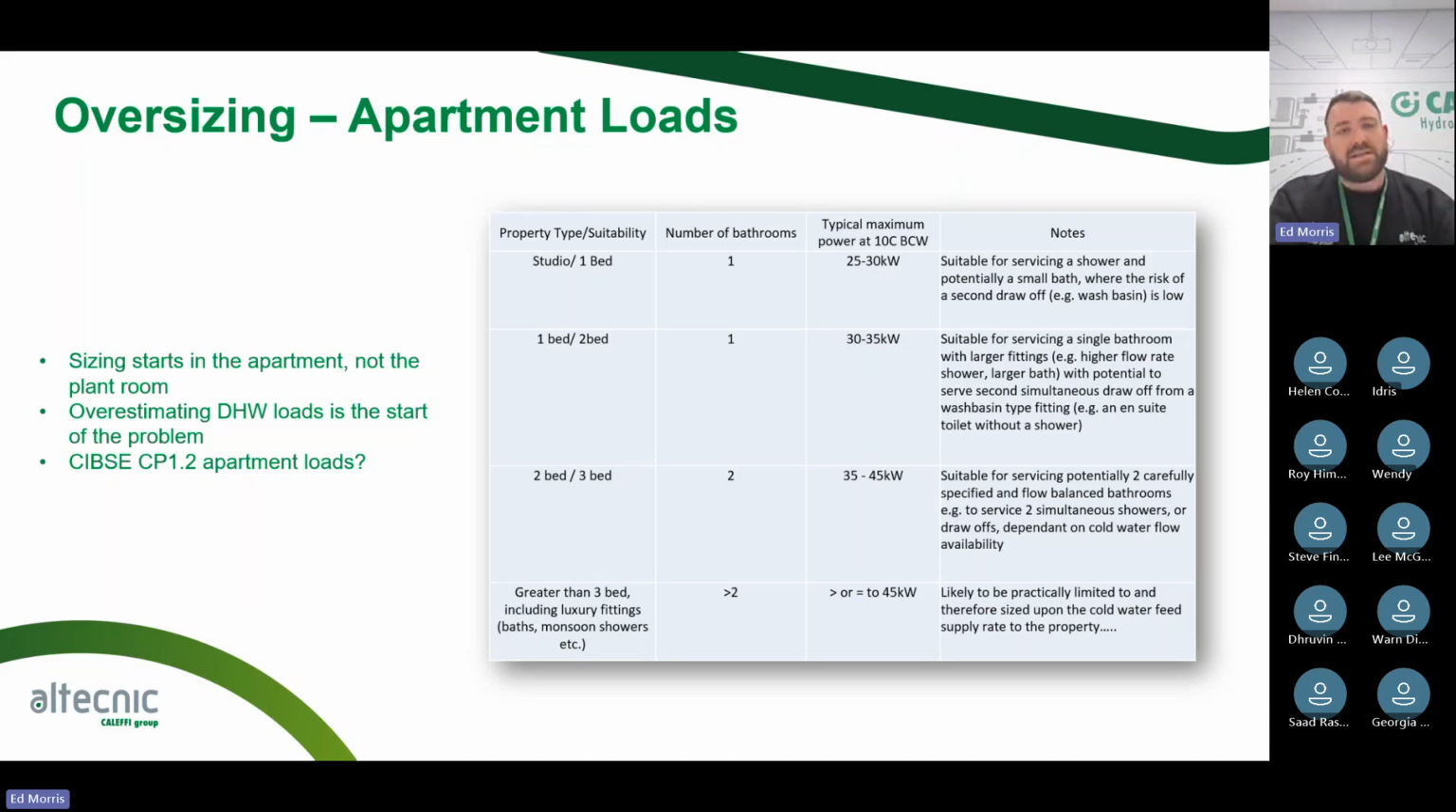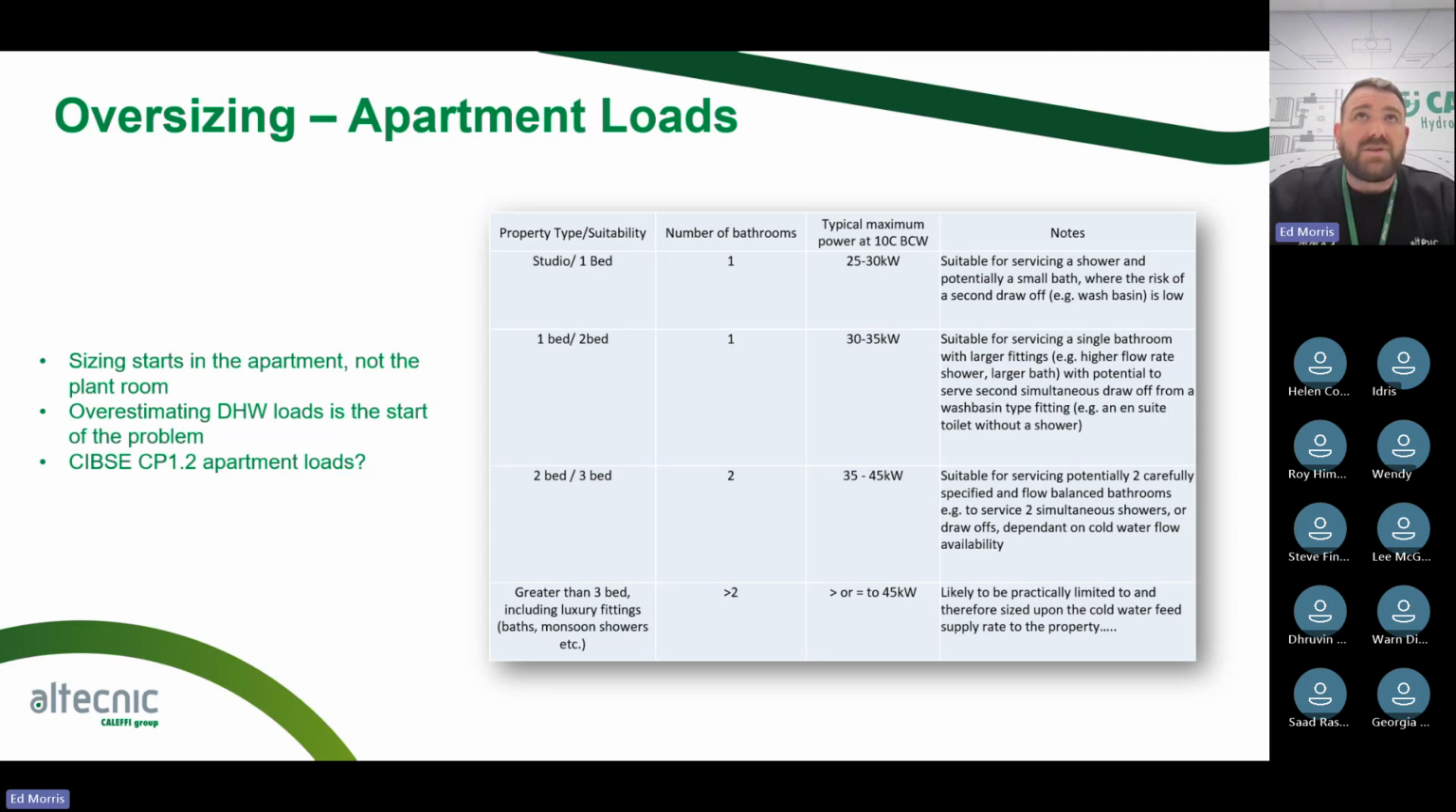We work out the load, exactly what we need, multiply that by the amount of flats we need, and that will give us the size of what we're going to start putting in the plant room. Overestimating domestic hot water loads is the start of the problem. We seem to think that we need these huge amounts of domestic hot water load for the systems to work properly, and we do. Domestic hot water uses a hell of a lot of energy when it's coming through the heat network. But we've got to size that correctly. We've got to make sure the loads that we put in there are right.